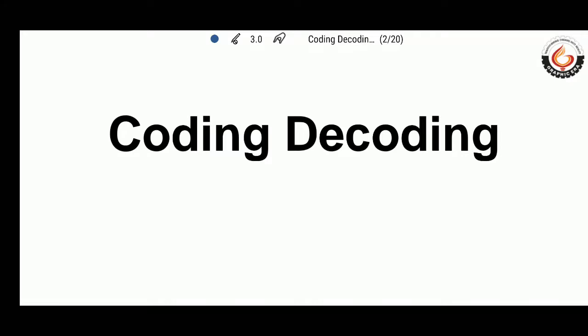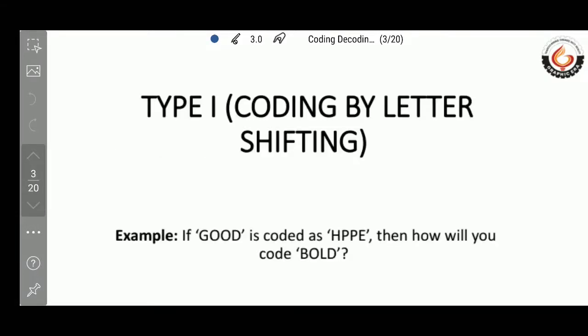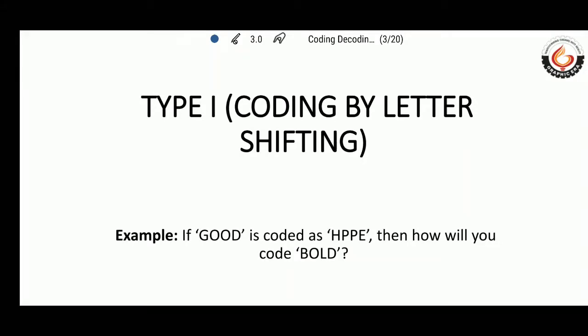There will be questions given and you have to check how they are coded, and on the basis of their code you have to code some other letters or words given. There could be multiple types of questions in coding and decoding. The first type could be type 1, coding by letter shifting.